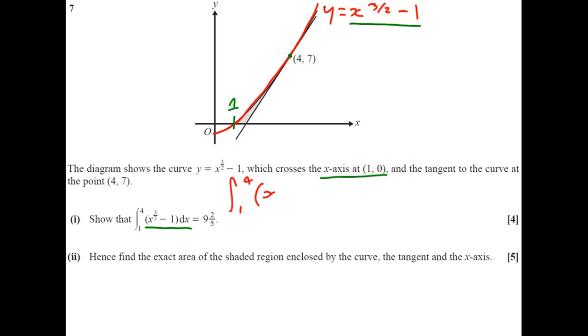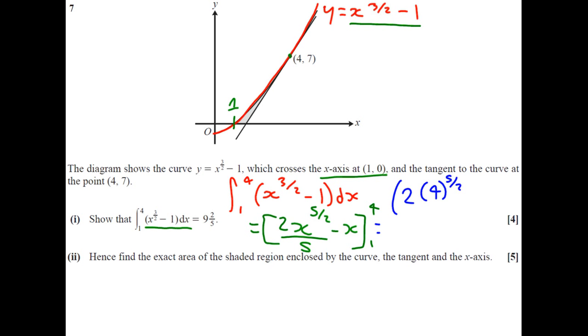Let's see if we can fit it in this space. Okay. So when we integrate x^(3/2), we increase the power and we divide by the new power. So the power goes to 5/2. When we divide by a fraction, it's the same as multiplying by the reciprocal. And -1 goes to -x, between 4 and 1. Remember, it is a calculator paper, so you can have your calculator to help you with any of this if you need it. So the first limit that we evaluate, the 4: 2 times 4 to the power 5/2 over 5, minus 4. And the lower limit, 2 times 1 to the power of all that, which is just 1 over 5, minus 1. You can put all that into your calculator.